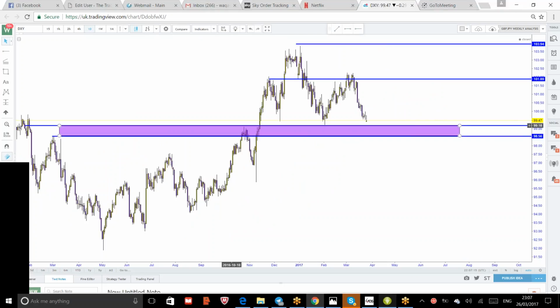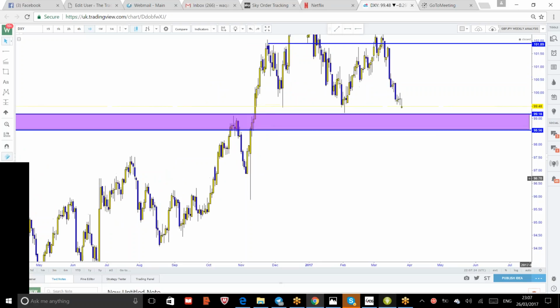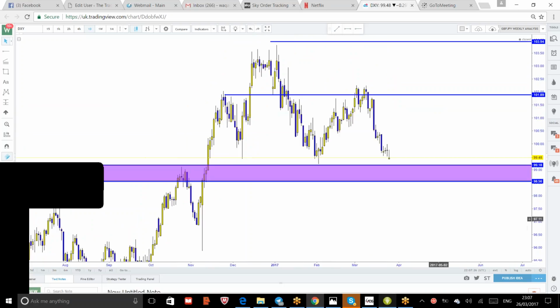My question is, will you be buying or selling here? The answer, will you be buying right now or selling right now based on the daily candle formation? Anyone? And where the level is? Neither. That's a good answer.